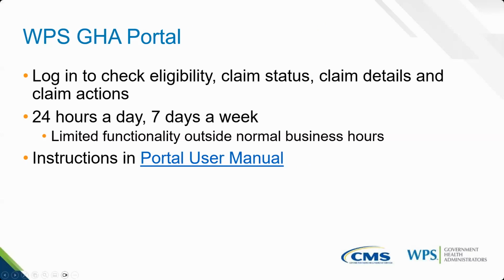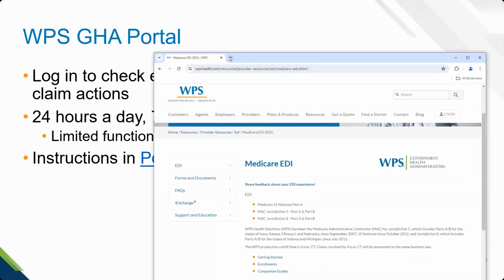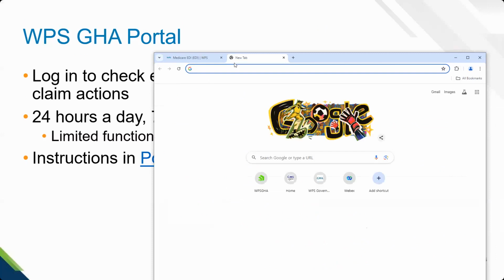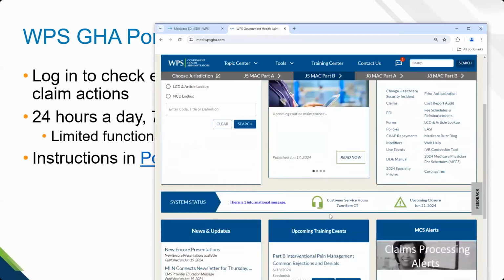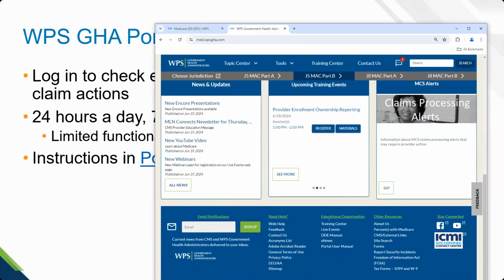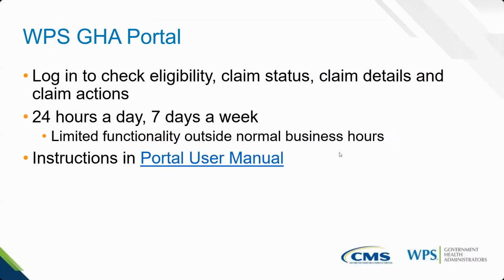The portal user manual is available if you are on the WPS website. Go back to that here. You can easily find the portal user manual by looking under the login box. There's a link here to the portal user manual right on our home page. And also when you scroll to the bottom of the page under educational opportunities, here's the link to that portal user manual. You'll want to be taking a look at that, of course, when we update the enhancements or the functionalities later this summer.